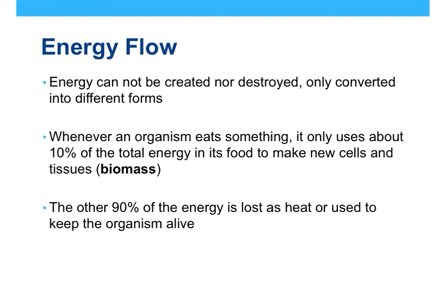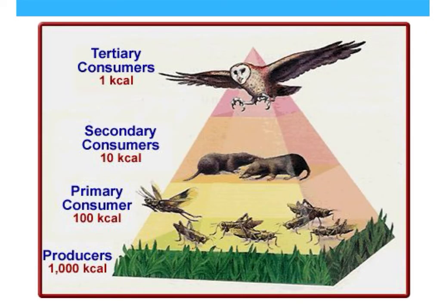So in a given food chain, only 10% goes to the next trophic level, right? So 90% of it is going to be either used by the organism itself or lost as heat. You can see it in the food pyramid here. You start off with 1,000 kilocalories as a producer, but only 10% of that is available for the primary consumers, the grasshoppers. Then 10% of that is available to the moles that are eating the crickets. And then 10% of that is available to the falcon, or I guess that's actually an owl.